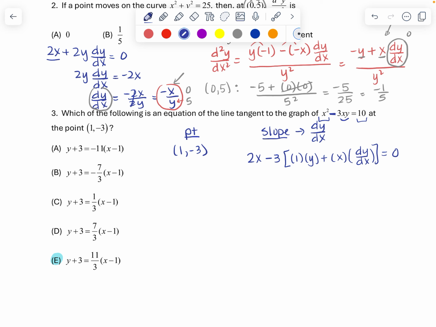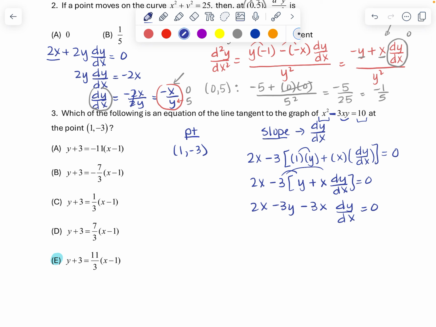Okay, now let's distribute that through and clean it up a little bit. So this is 2x minus 3 times 1 times y is y, plus, I don't need all these parentheses. Let's just get rid of them. And then I'm going to go ahead and distribute that -3. So I have -3y minus 3x dy dx equals 0. So I need to solve this equation for dy dx, but I do notice one more thing that I could do here.